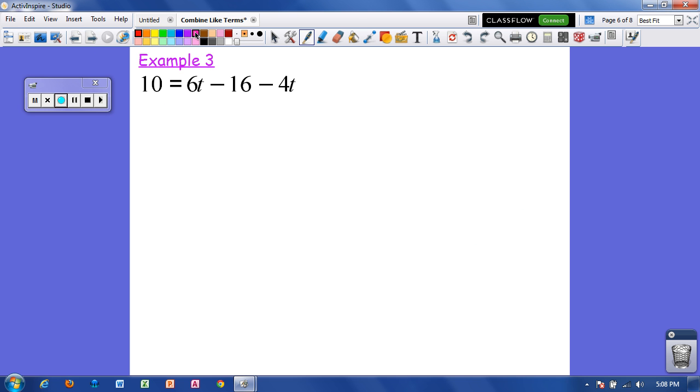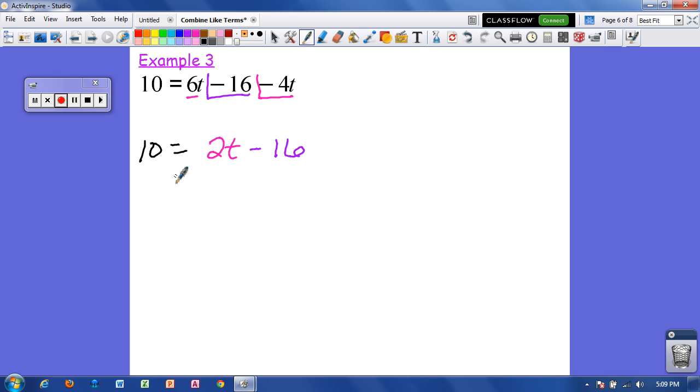All right, now we have 10 equals 6t minus 16 minus 4t. So I'm going to identify my like terms. That would be 6t, and then we've got the minus 4t. So I'm going to go ahead and copy the 10 equals. So 6 minus 4 is 2, so I'm left with 2t minus 16. Remember, keep that sign in front of the number.